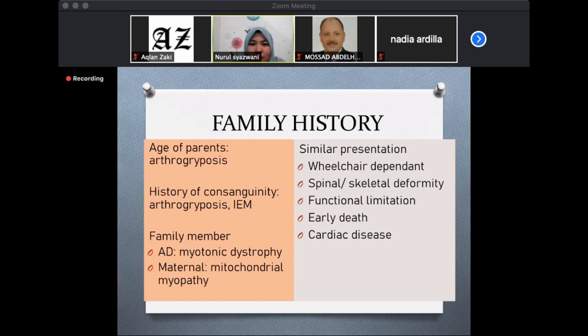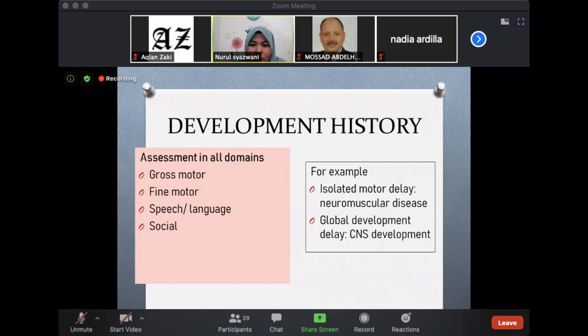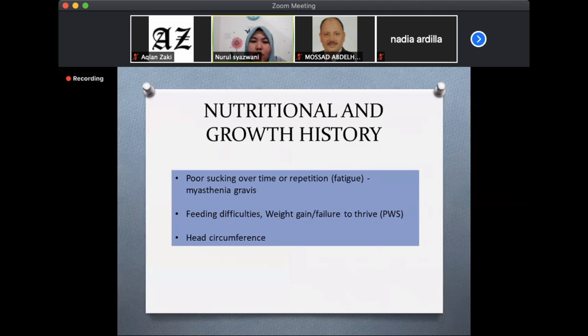cardiac disease. So for development history, we need to identify whether the infant has isolated motor delay or global developmental delay. If there is isolated motor delay, it will suggest that the infant has neuromuscular disease. If global developmental delay, we can suspect a problem in synapse development. For nutritional and growth history, in myasthenia gravis, the infants will have poor sucking over time or repetitions due to fatigue.